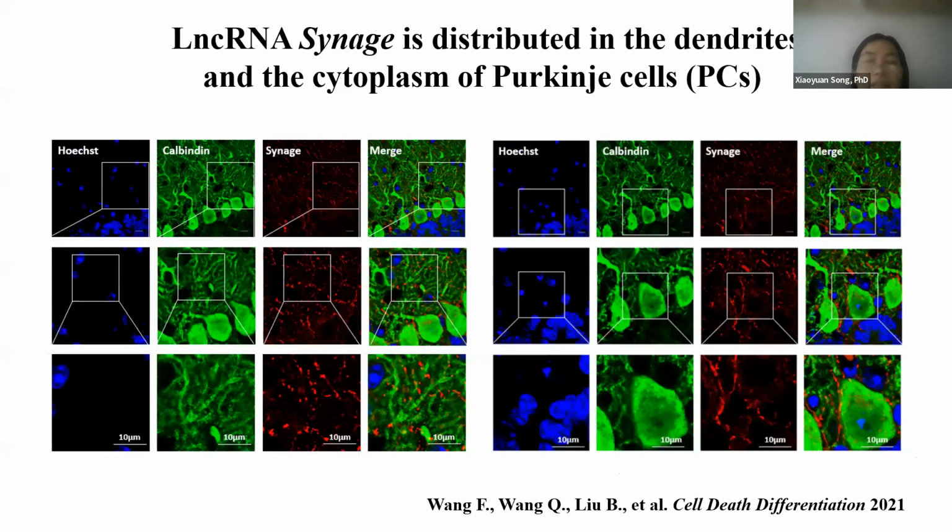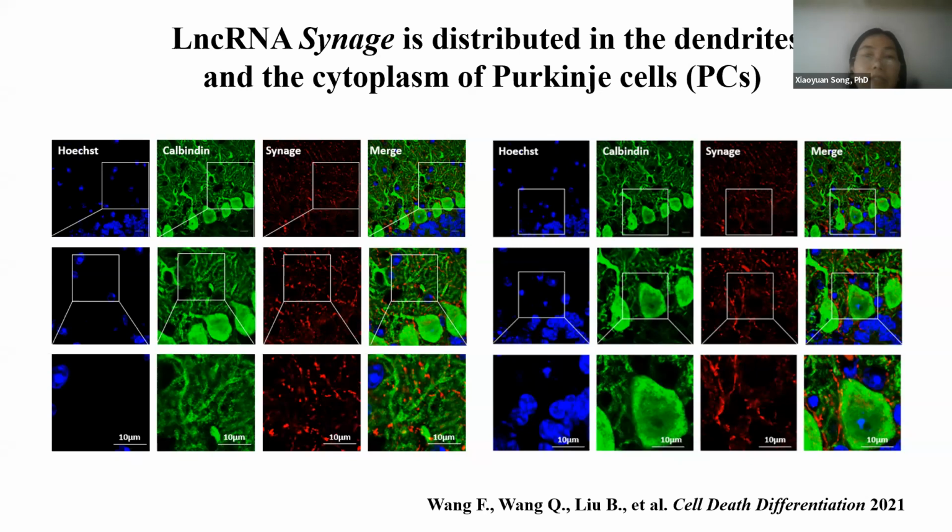By RNA FISH and protein IF staining with the specific marker of the Purkinje cells, which are the major neurons in the cerebellar cortex, we can see that Synage is distributed in the dendrites of the Purkinje cells, and it also localizes in the cytoplasm.